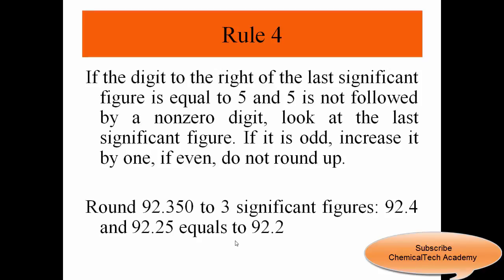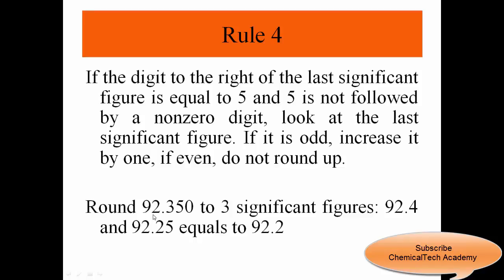Rule number 4. If the digit to the right of the last significant figure is equal to 5, and 5 is not followed by a non-zero digit, look at the last significant figure. If it's an odd number, increase it by 1. If it's an even number, do not round up. Let's see some examples.